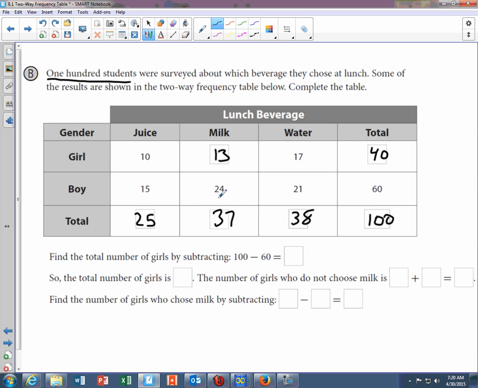Now you should double check your work and make sure everything adds up. Does it add up going down? Does it add up going across? And do the totals add up? Does 25 plus 37 plus 38 equal 100, which it does. Okay, so it's kind of a working backwards kind of method.